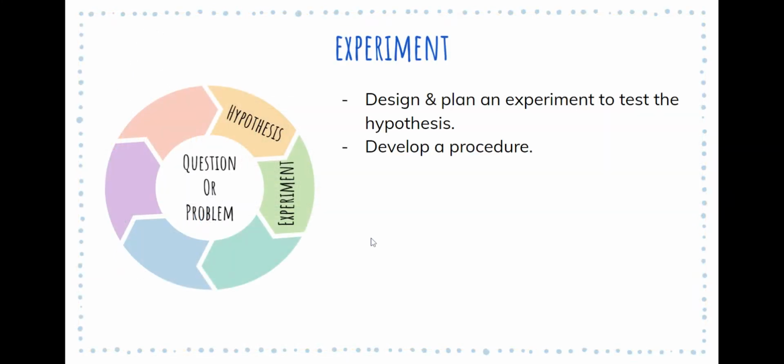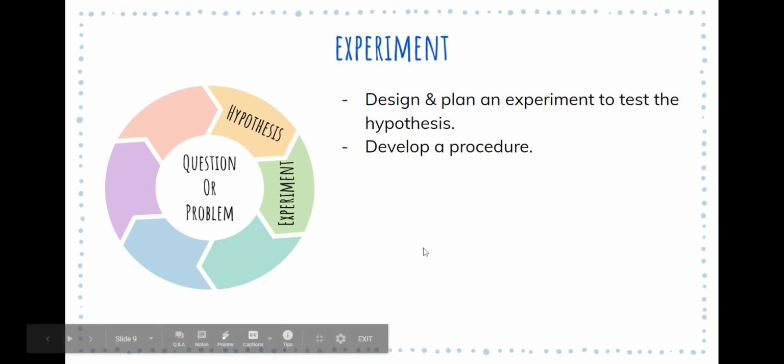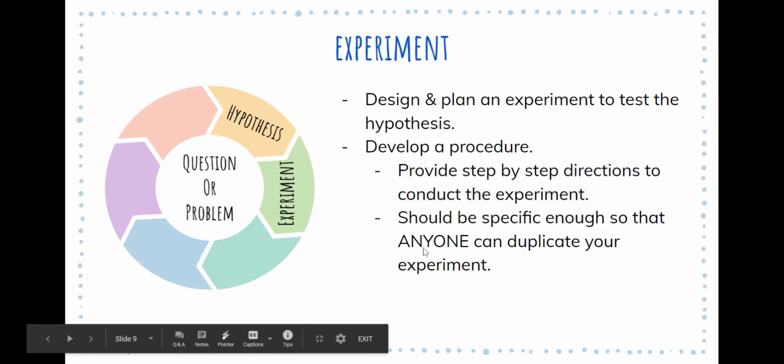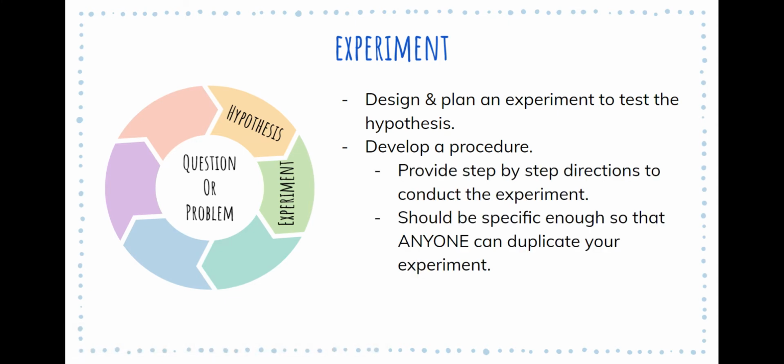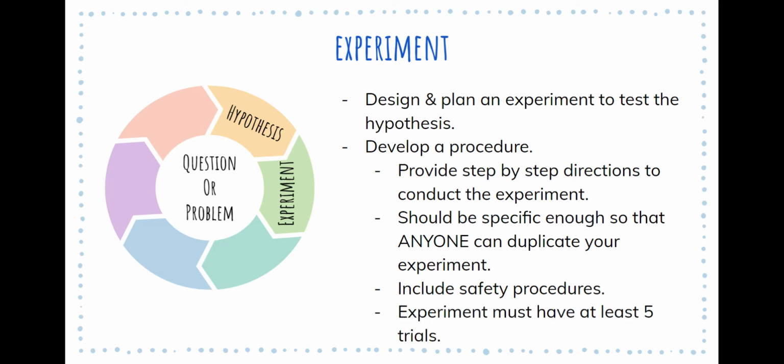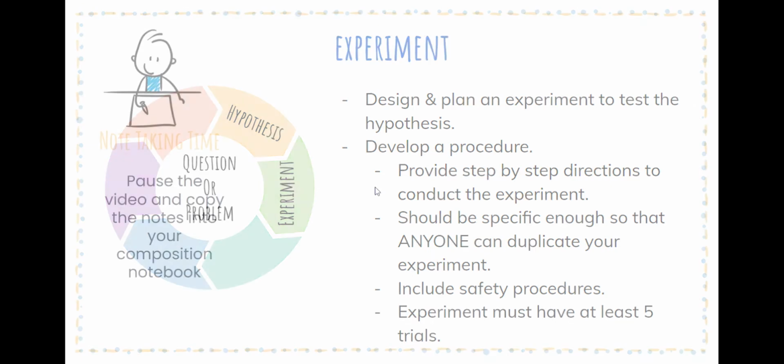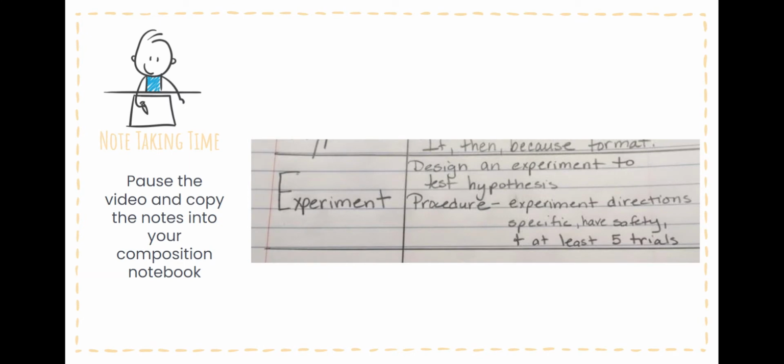Your experiment. Now you're going to take your hypothesis and develop and design an experiment to test it. You're going to want to make sure you list all of the materials. You need to be specific. Provide step-by-step directions to conduct the experiment. It should be specific enough so that anyone can duplicate the experiment and get the same results. Include any safety procedures, and your experiment needs to have at least 5 trials. Please pause the video and copy the notes into your composition notebook.